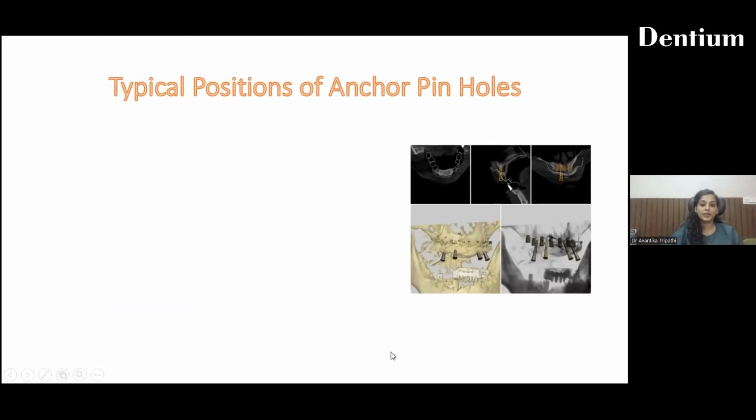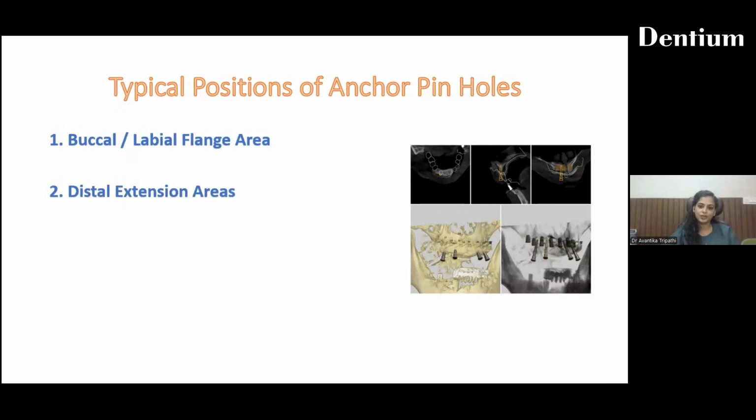Now, what are the typical positions of anchor pin holes? First is the buccal or labial flange area. That is the most common position, mainly in partially edentulous areas. Second, distal extension areas, which basically prevents the rocking of the surgical guide. So it is planned distal to the last implant placed.